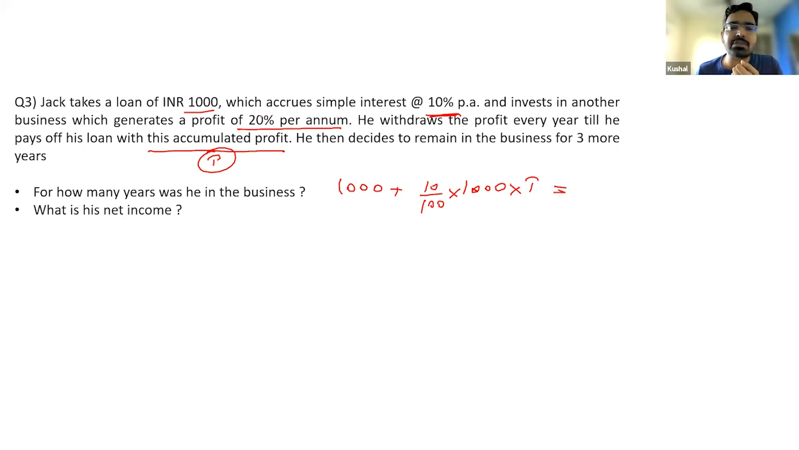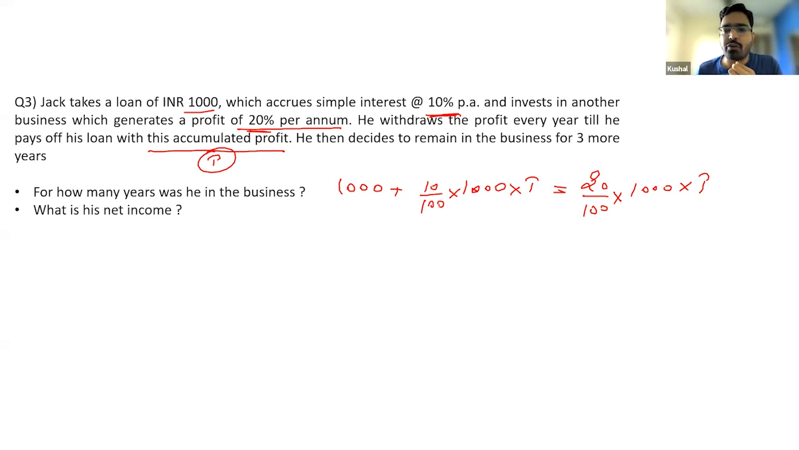And every year he is withdrawing what? 20% profit from the amount that he has invested, which was 1,000. So 20% of 1,000 that he keeps withdrawing for T number of years, these two values must turn out to be equal because he's paying off the loan from the profits that he's generating, right? So he will keep accumulating, and one day what will happen? The accumulated amount will become equal to the amount that he needs to repay, and that is the day he will pay off his entire loan, right?